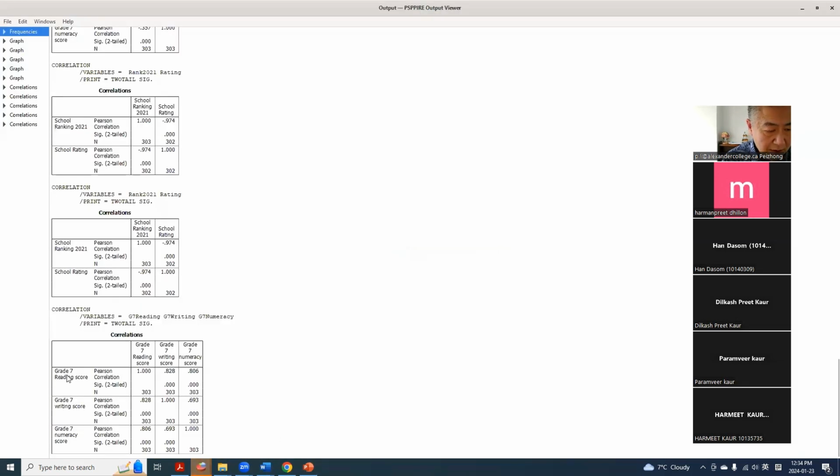Look at here, grade 7 reading and grade 7 writing. That is a strong positive correlation, 0.82 or 0.83. Grade 7 reading and grade 7 numeracy, very strong, 0.8 positive. So those are strong correlations.